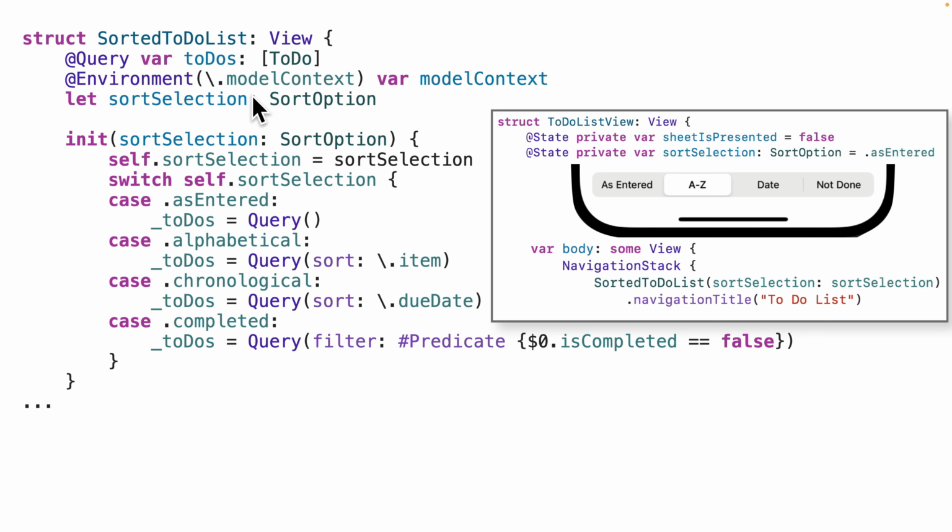Now what's going on with the initializer? Well, Query is a property wrapper, and without getting too far under the hood, this underscore in front of the same name we use for our variable in our property wrapper will let us initialize our query in our init function. And we're selecting the appropriate query setup in this switch case statement here based on the sort selection that we pass into the view. Now, if you're curious, the underscore toDos actually refers to a value synthesized by the property wrapper feature.